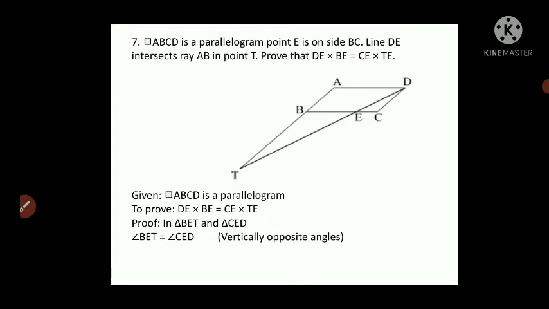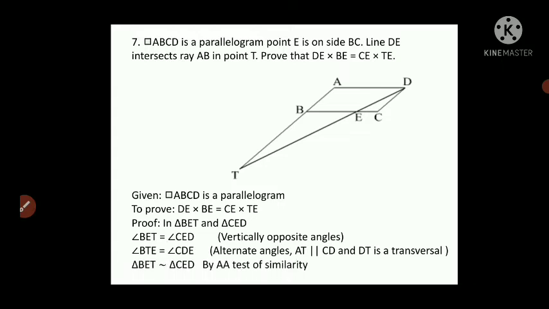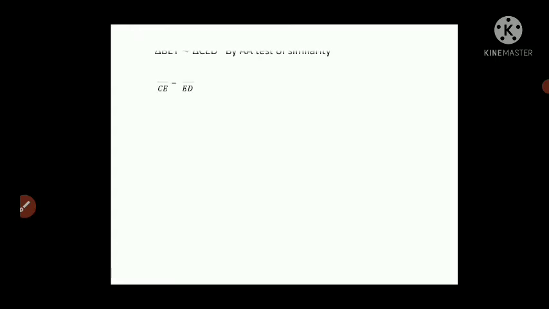So now see what we get, that angle BTE is equal to angle CDE. They are alternate angles since AT is parallel to CD and DT is the transversal. So I got two angles, which means by the angle test I can say that triangle BET is similar to triangle CED. Now see, this we have proved.